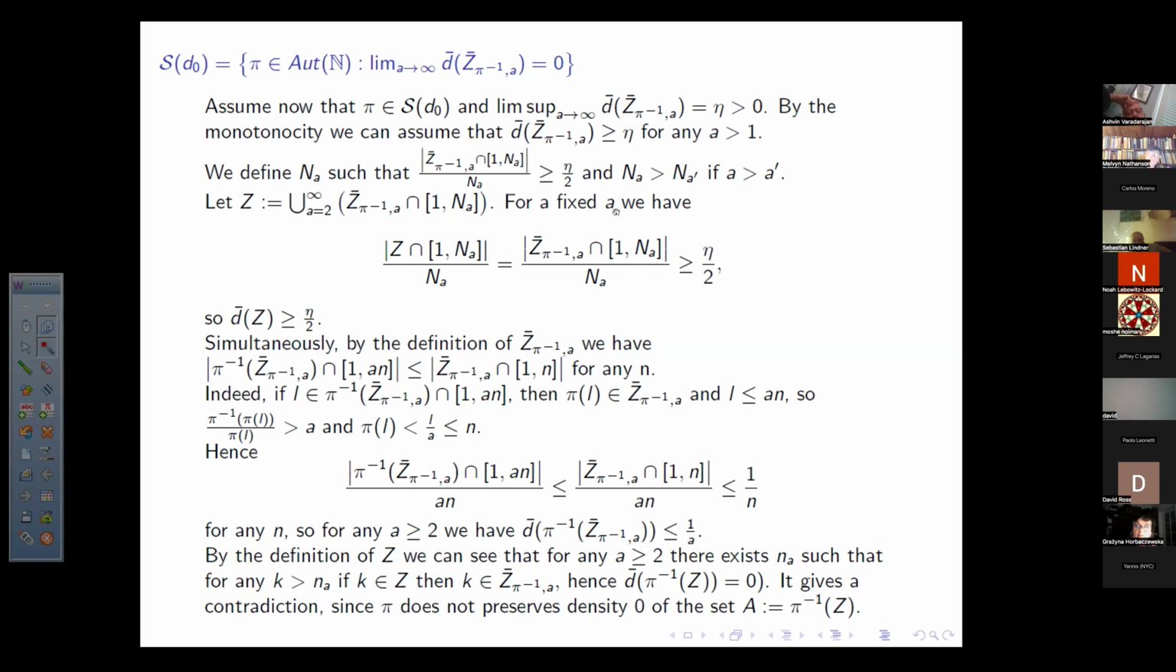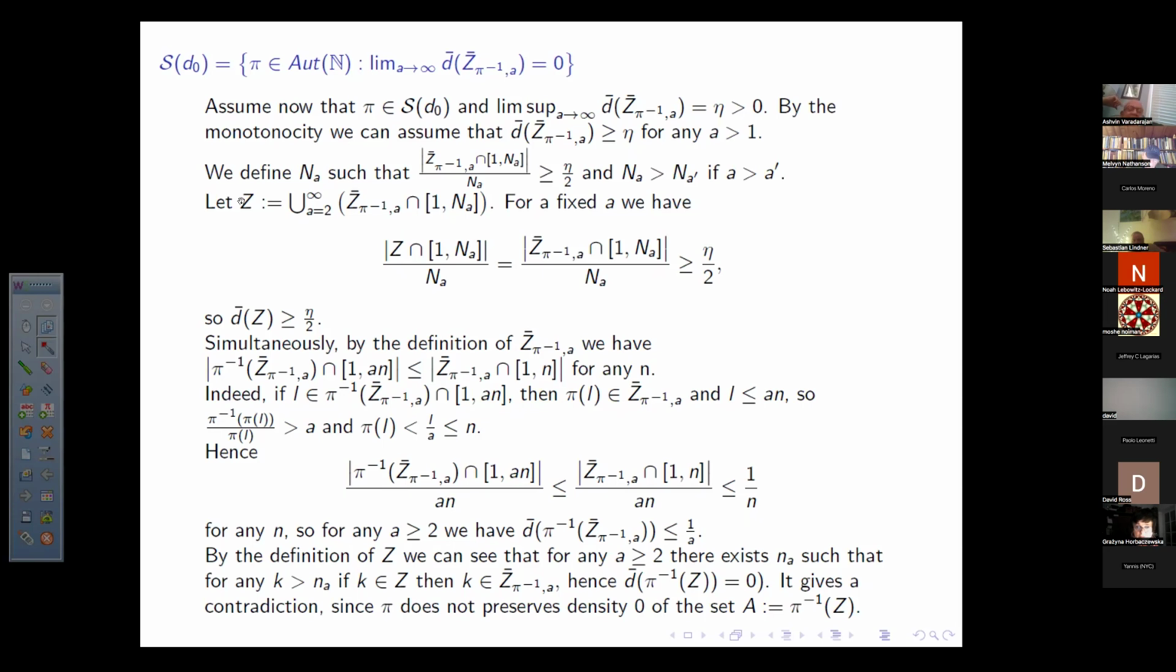And again, for a fixed A, we have the following inequality, which comes from this and from the definition of Z. And of course, from this, we receive that the upper density should be greater or equal than eta divided by 2. And then again, by the definition of this set, we have inequalities between cardinalities of these sets. Again, the justification is just by taking a number from this set and showing by definition that it gives something belonging to this one. So dividing by a_n, we receive the following inequality, and it means that we have the upper density of this set smaller or equal to 1 over A.